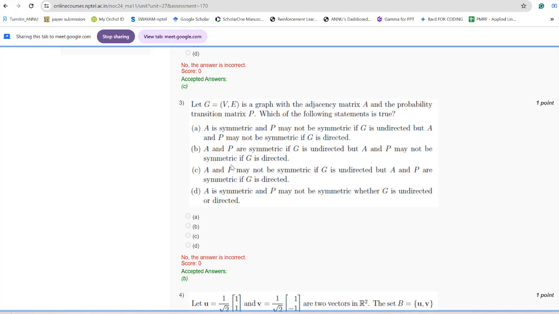See, A is symmetric for sure. P may not be symmetric if G is undirected. Yeah, this is correct only. Okay, so question number 3 of week 11, I will check once with them. Has the solution been uploaded for this question, the week 11 assignment? No, no solution is uploaded.